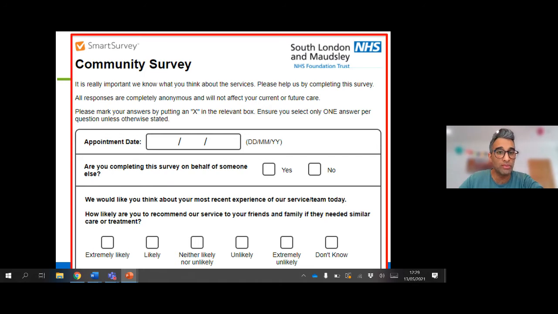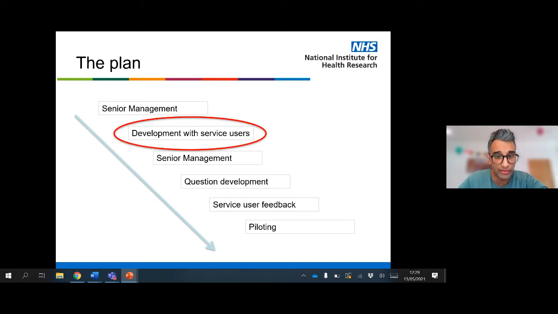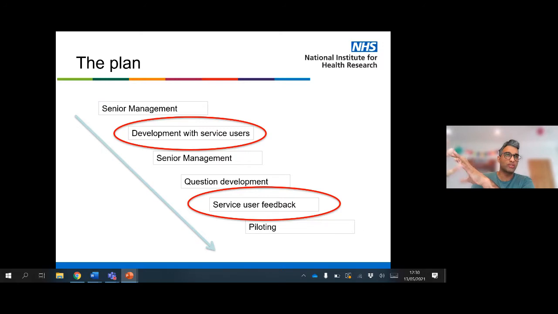So I went to the YPAG. Well, actually, the first thing I did with SLaM was make a plan. We said, senior management have identified there's an issue. Let's do some development with service users. Let's take that knowledge back to the senior management team, and then they can develop some questions and get the ball rolling. Send it back to us, and then we'll talk to the service users again, and then we'll start piloting. So it's up to us as researchers how we put the plan together. Again, there's no right or wrong. It's about what the vision for involvement is.